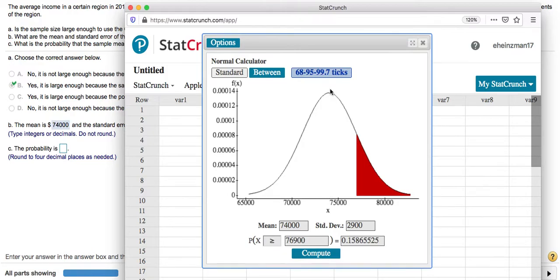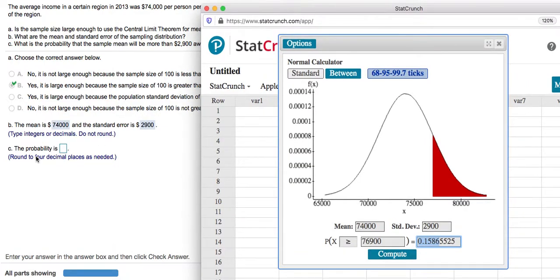So here's the middle of the data, which is $74,000, and this is more than $2,900 above the mean going in this direction, and we get this value. So the number I get, if I round to 4 decimal places, is 0.1587. But we have to account for the fact that, well, we could be on this side of the mean and below. It'll be symmetric to the area that we have here.